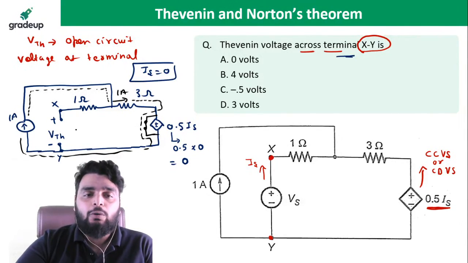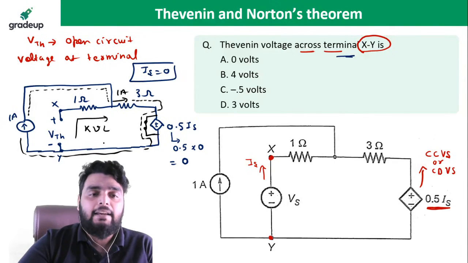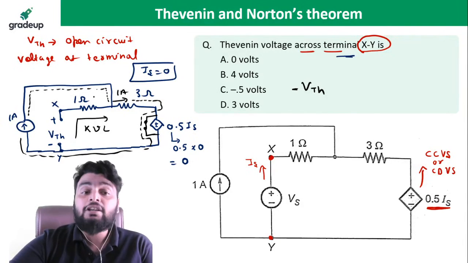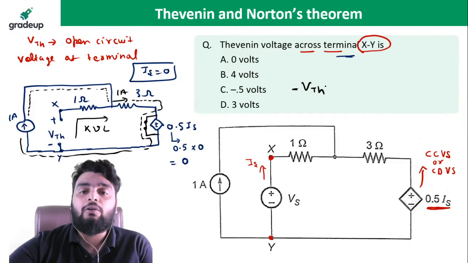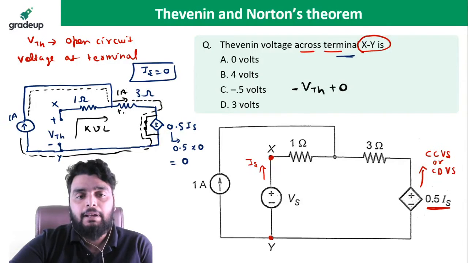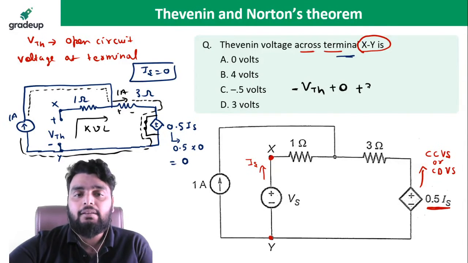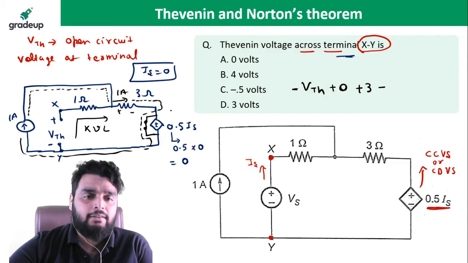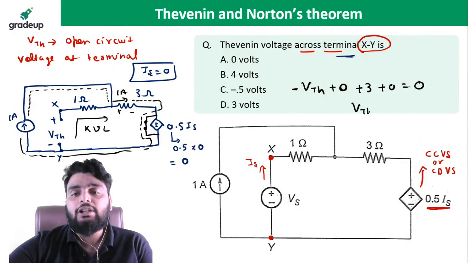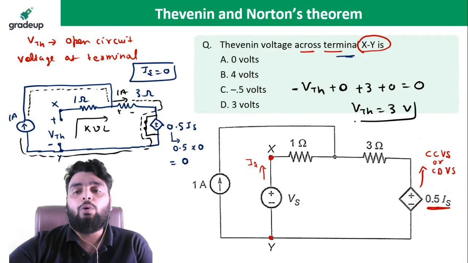If I need to find out VTH, I can apply the KVL here. If I apply the KVL, it will be minus VTH. No current is flowing here, so the voltage drop across 1 ohm is 0. Now going further, this is plus minus, it becomes plus 3. Then this is a short circuit, so plus 0 equal to 0. So VTH comes out to be 3 volt.